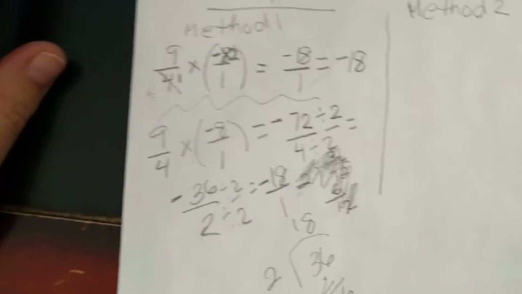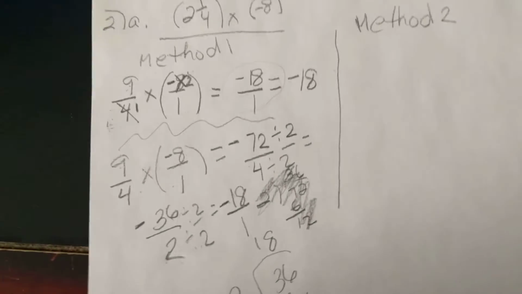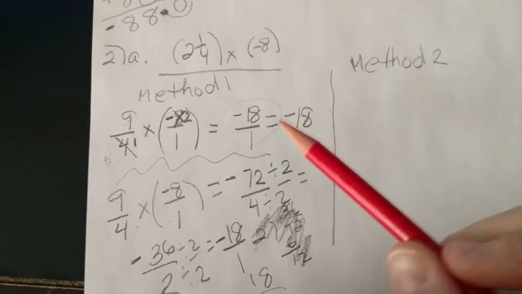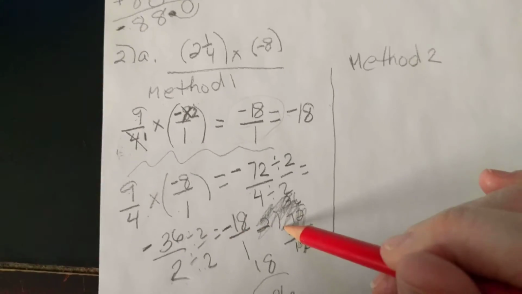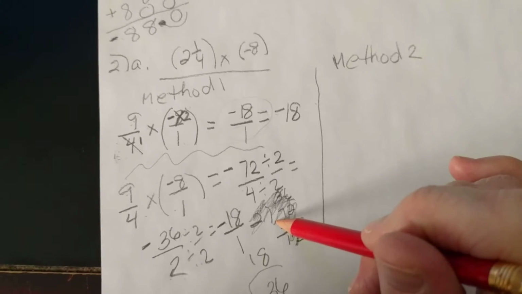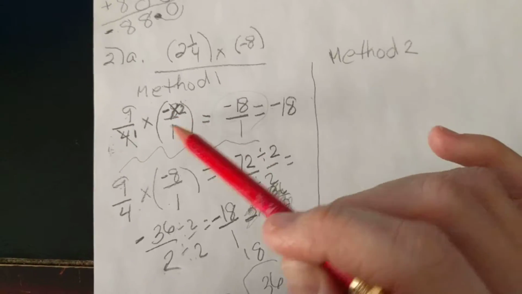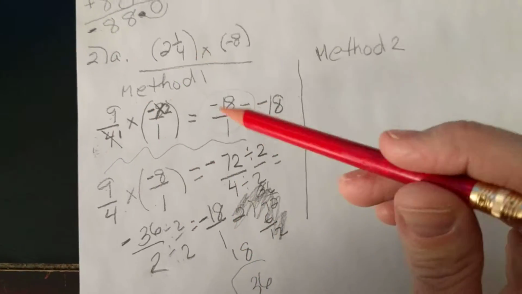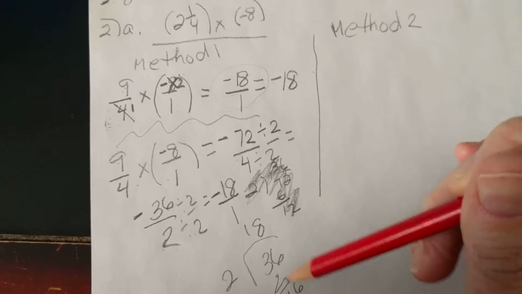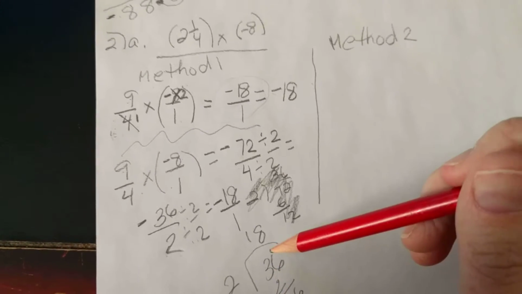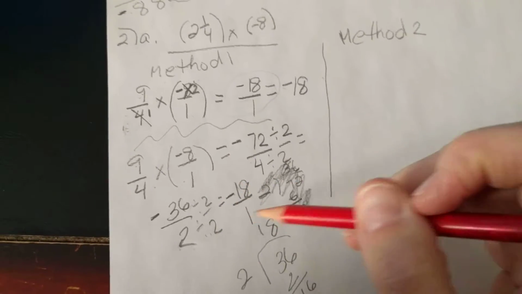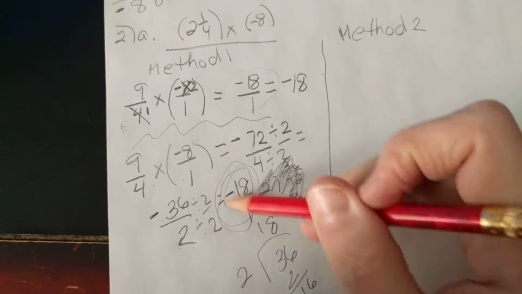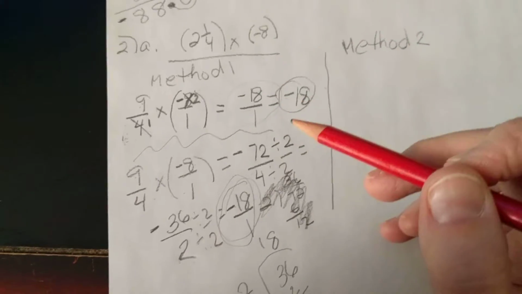So you decide which method you like better. I mean, if you're going to do it this way, I'd rather cross-reduce first, because all of this extra dividing is a lot of work. But if you're the kind of student who hates all this cross-reducing, well, then you're going to have to do the simplifying at the end. So it's a matter of where do you want to reduce, at the top or at the end here. But if you notice, either way, we get negative 18 as a solution.